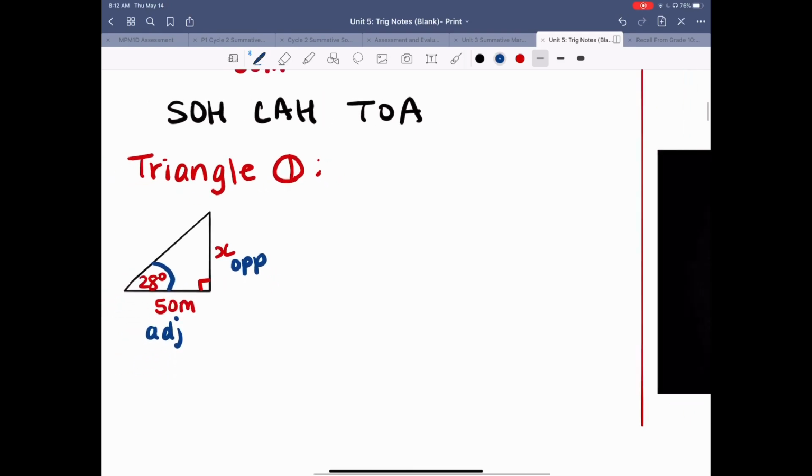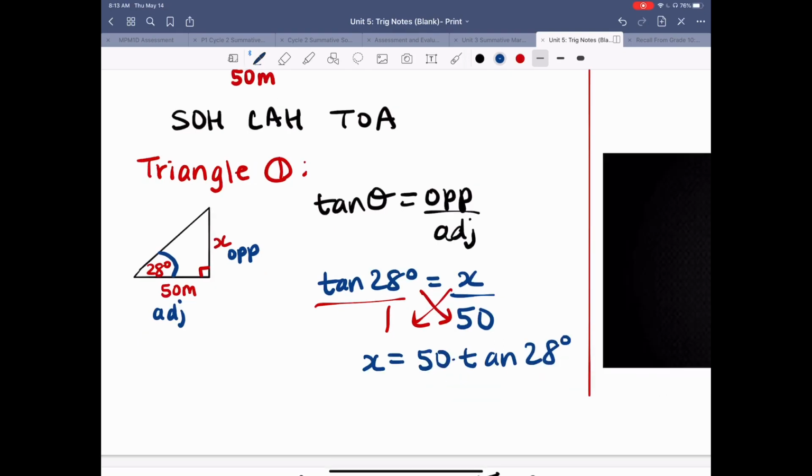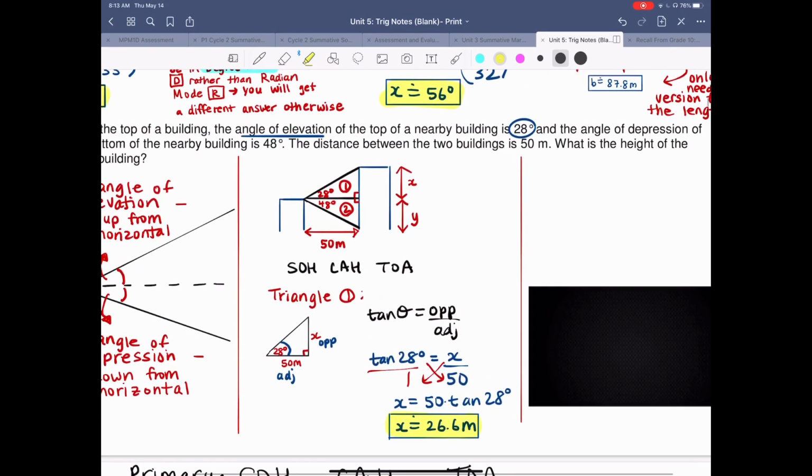And as you label a lot of these right angle triangles, you get really used to the idea. So tan theta is equal to opposite over adjacent. And I have tan 28 degrees is equal to opposite, which is x, divided by adjacent, which is 50. I'm going to do cross multiplying at this point to get x by itself. And I will get x is approximately equal to 26.6 meters. So that is my first part.